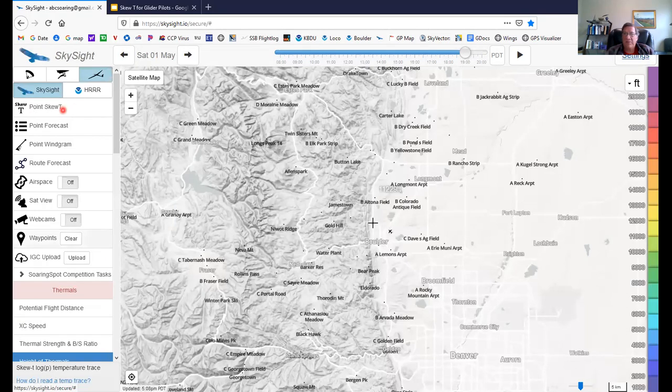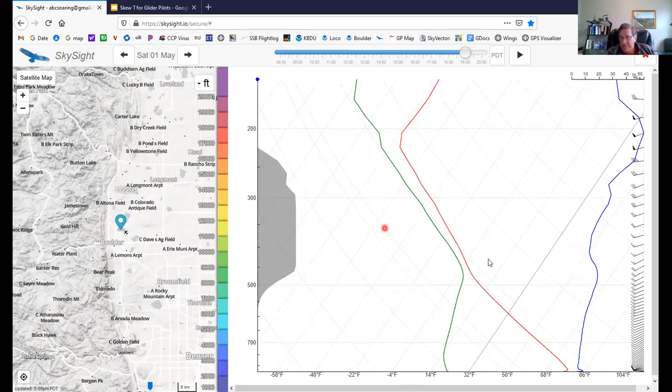Look at the Skew T again. And see the inversion down here? So there's nothing going on now because you just can't get above the ground. Look how big the cloud got. See how the temperature and dew point, and the whole sky clouded over, and there's just no more left.